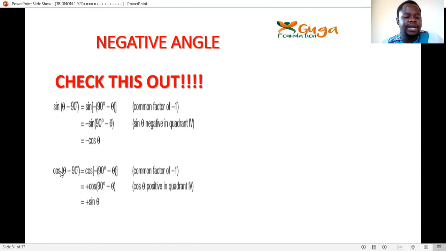So look at this again. Cos of theta minus 90 is equal to cos of, you take out the negative, it will be negative into 90 minus theta. Cos in the first quadrant is positive, right? So you'll have cos of 90 minus theta, which boils down to sin theta, because this is a cofunction, right?